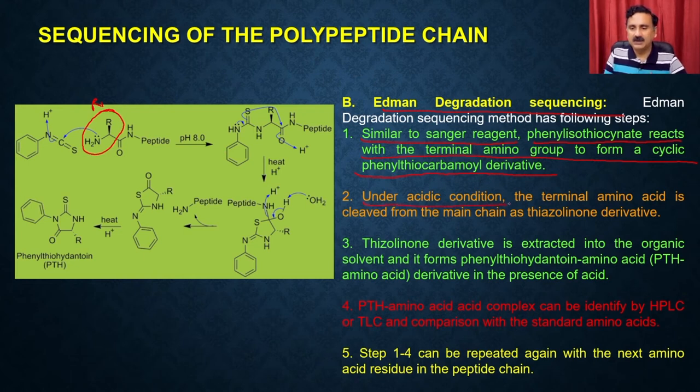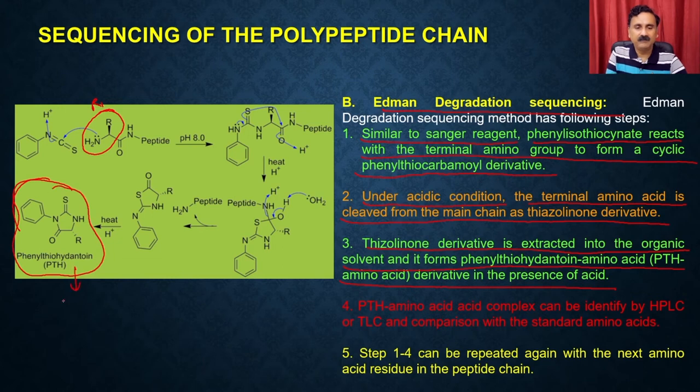Under acidic conditions, the terminal amino group is cleaved from the main chain as a thiazolinone derivative, and that's how you get the first amino acid as the PTH. The thiazolinone derivative is extracted into the organic solvent and forms the phenylthiohydantoin amino acid, the PTH amino acid complex, in the presence of acid. So, ultimately you are going to get the PTH complexes.